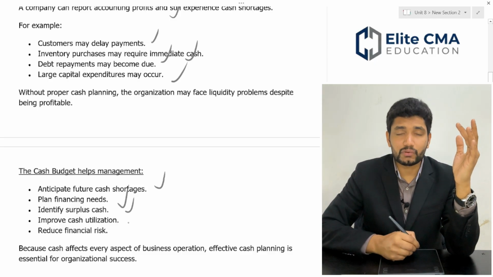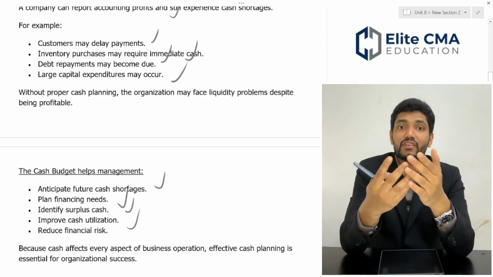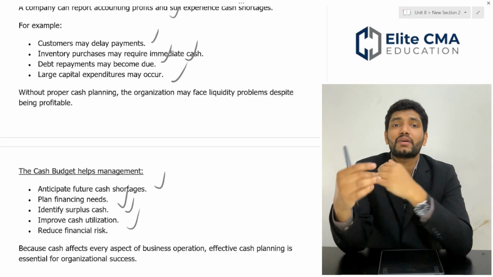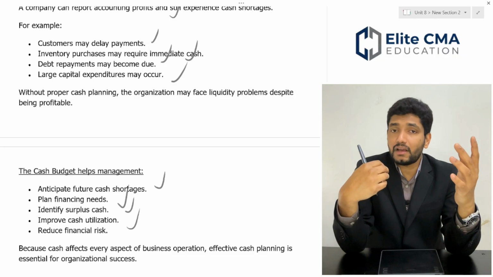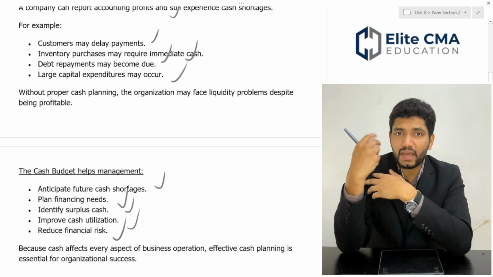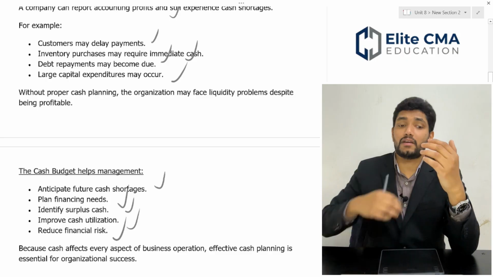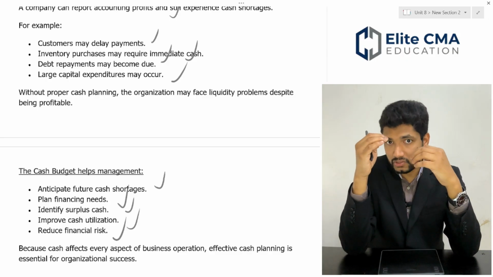Then, improve cash utilization. If excess cash is available in the business, they can use it for business improvement or for outside investment as well. Then, reduce financial risk. If we plan our cash budget very well, it will reduce your financial risk to a certain level.